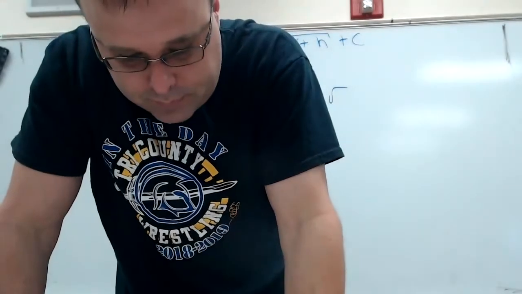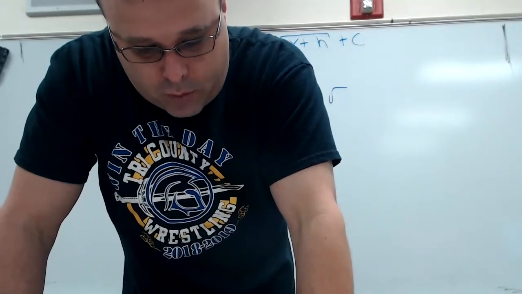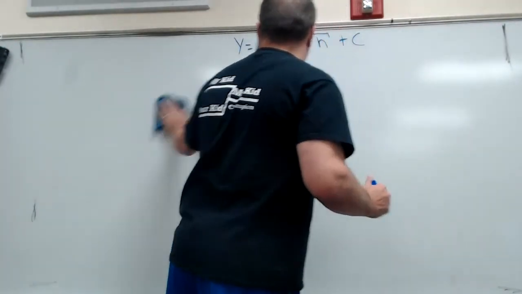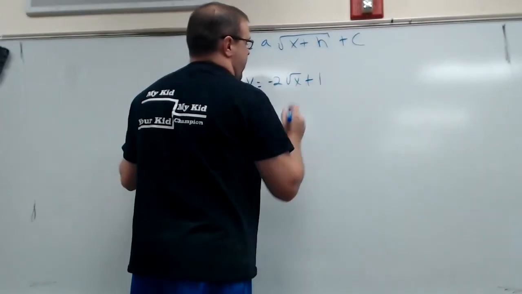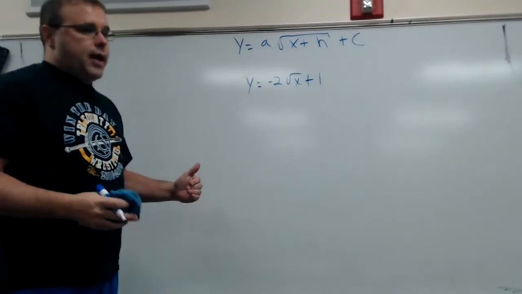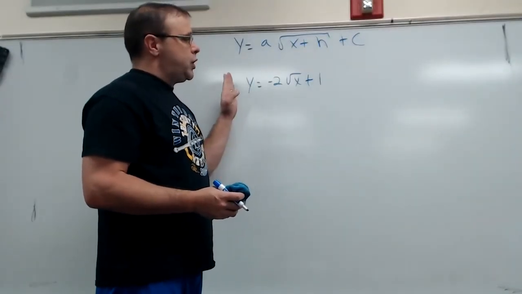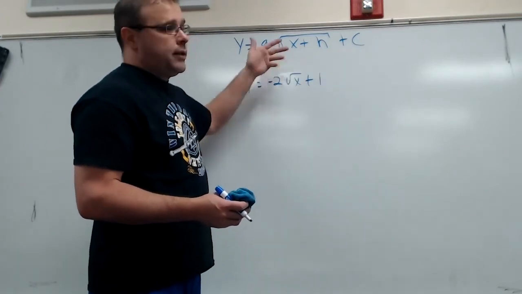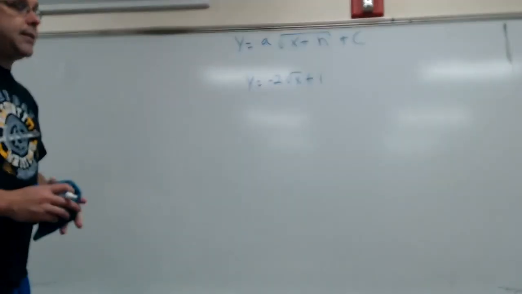Very last one. Transformations of square root functions. Graph y equals -2 times square root of x plus 1. Okay, looking at this right away, as we just pointed out a little bit ago, there's no h, so there should be no left or right shift. There is a c, so there's a vertical shift. And there's an a, and it's a negative a, so it mirrors us. And it's going to be happening twice as fast.